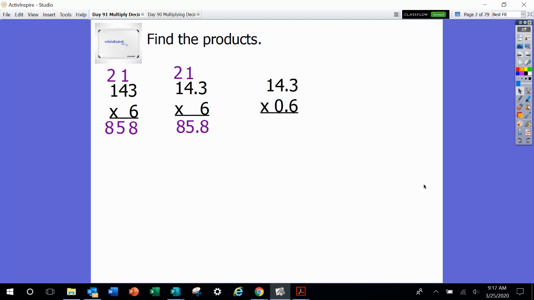Our next problem to look at is 14 3/10 times 6/10. Again, I still have all the same digits, they're just in a different place value. If I multiply these numbers, I get an answer of 8 58/100. Here we have 14 3/10, and I'm multiplying by 6/100. Again, all the same digits, just in a different place value, and my product is 858 thousandths.